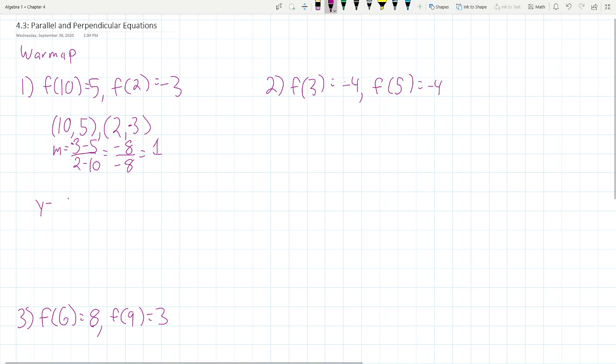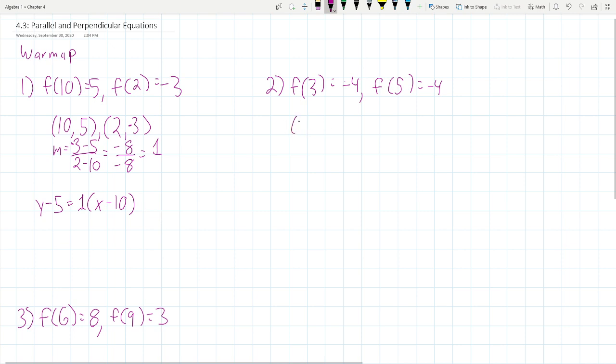So y minus my y1, which in this case is 5, equals my m, which in this case is 1. Maybe I draw the 1 like that. x minus my x1, which in this case is 10. And that's as far as you go.